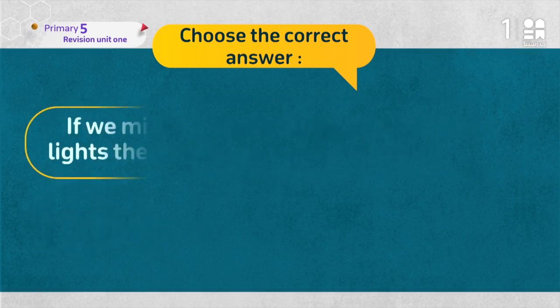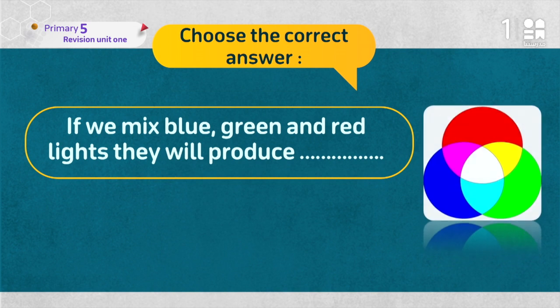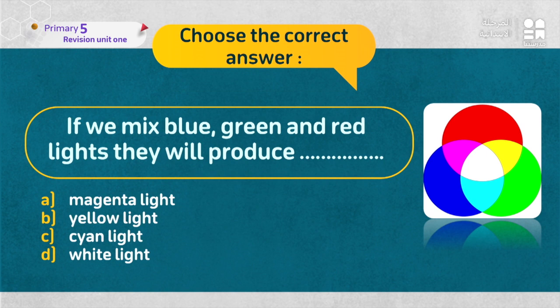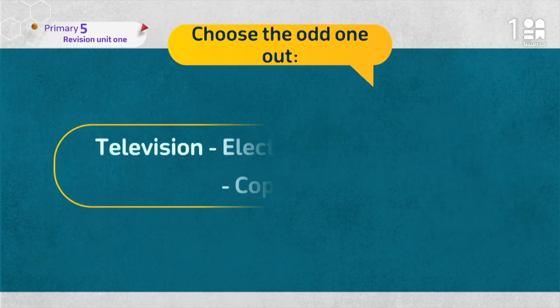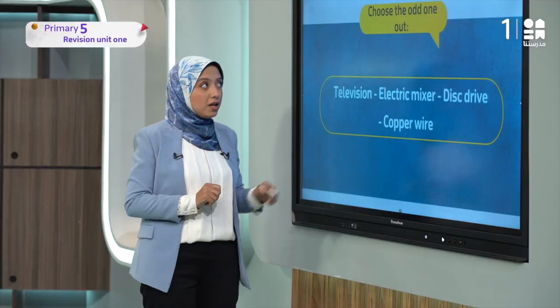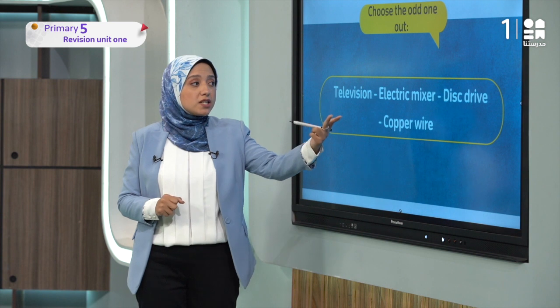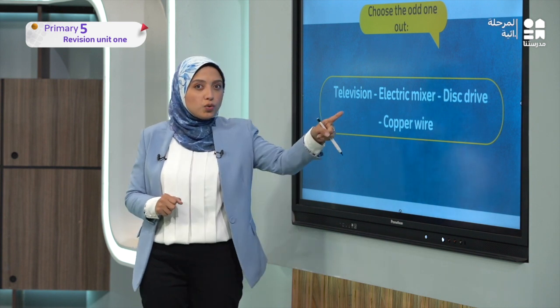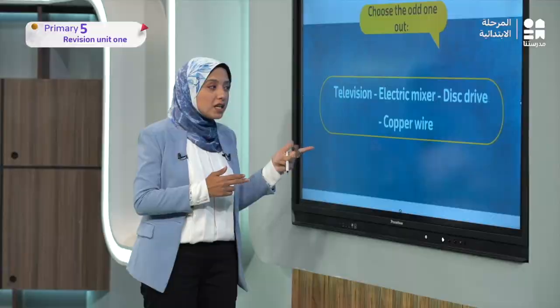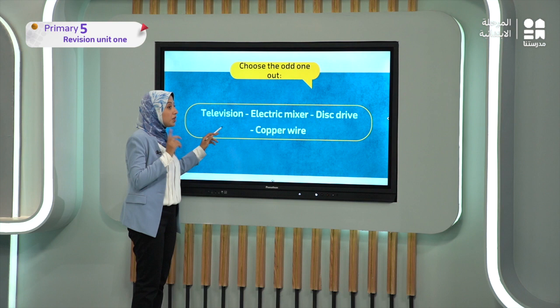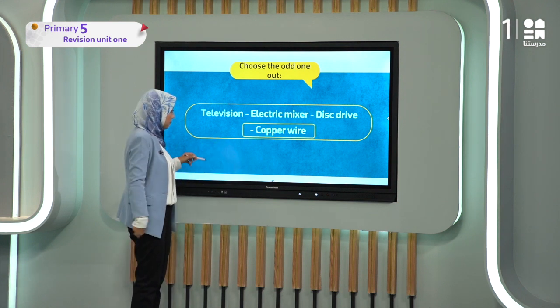تمام. Now, if we mix blue, green, and red, the primary colors, and red lights, they will produce what? From this picture, a white light. تمام. Now, choose the odd one. The odd one. Which is the odd one from here? Television, electric mixer, disk drive or copper wire. الثلاثة اللي فوق دول هم عبارة عن the uses of the electromagnet. لكن الكوبر واير ده اللي بنستخدمه in the structure of the electromagnet. يبقى for sure the odd one is the copper wire.